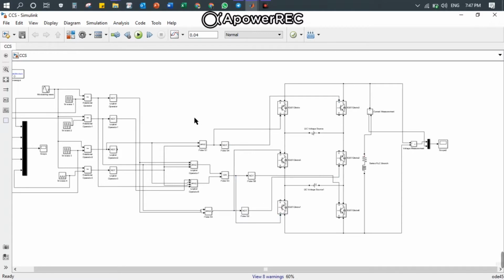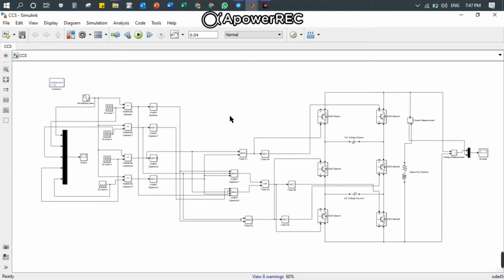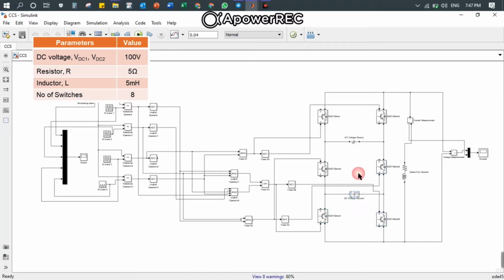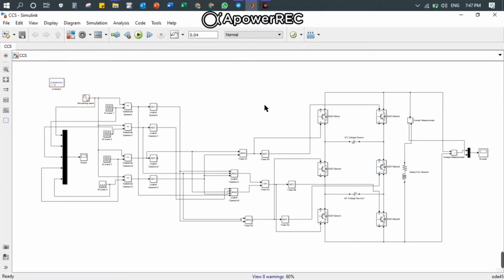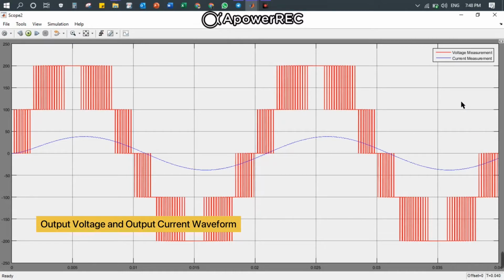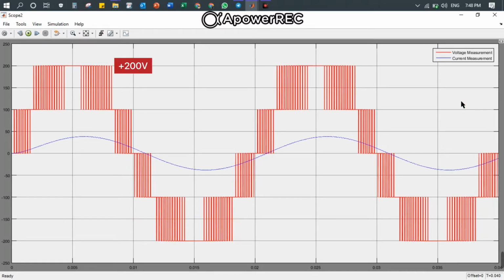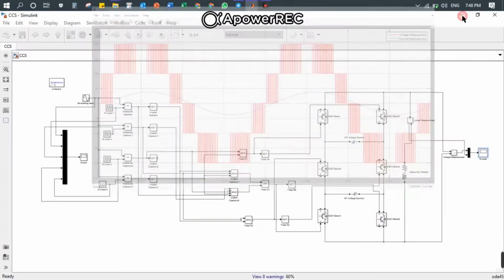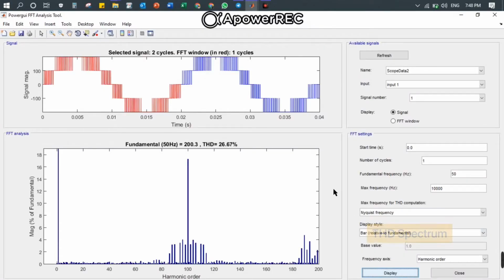For 5 level output voltage, cross-connected source needs a total of 2 DC sources and 6 switches only. All the parameters use the same values as the H-bridge since we want to compare both output results later. After running the simulation, we obtain the output voltage and output current waveform. Based on the result, there are the 5 level voltages which are 200 volt, 100 volt, 0 volt, negative 100 volt and negative 200 volt. And the measurement of the THD value is 26.67% with fundamental voltage equal to 200.3 volt.